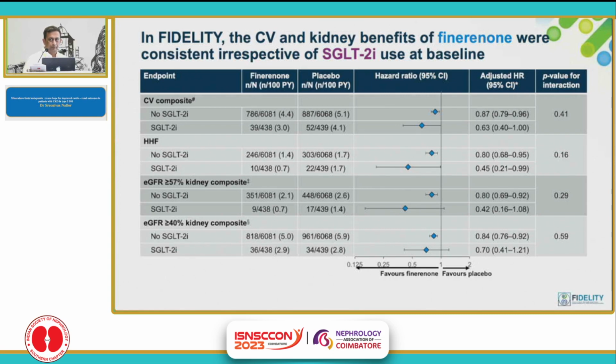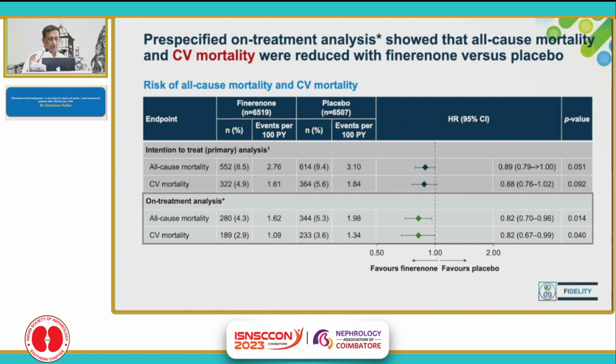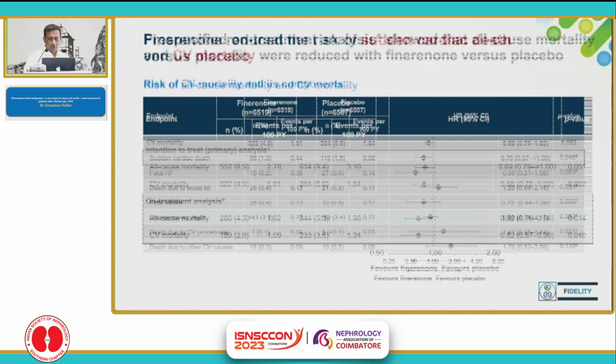So, they compared those not on SGLT2 inhibitors to those on SGLT2 inhibitors, and here again there was a significant reduction in the outcomes. And again, the proteinuria reduction happened over and above that of SGLT2 inhibitor presence, which is again significant. They looked at the data as intention to treat and also on-treatment analysis. And here again, all-cause mortality and cardiovascular mortality favored finerenone use compared to placebo.